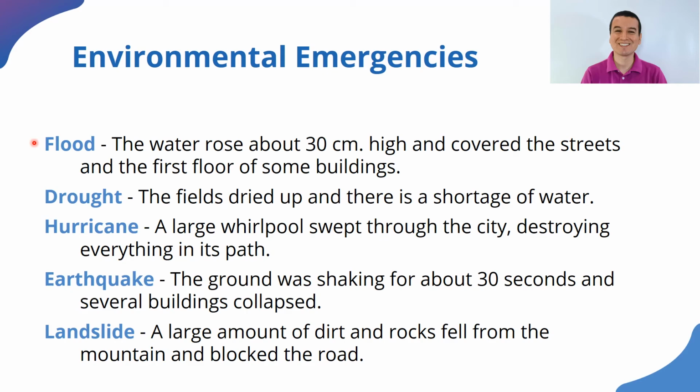Flood. The water rose about 30 centimeters high and covered the streets and the first floor of some buildings. Drought. The fields dried up and there is a shortage of water. Hurricane. A large whirlpool swept through the city, destroying everything in its path. Earthquake. The ground was shaking for about 30 seconds and several buildings collapsed. Landslide. A large amount of dirt and rocks fell from the mountain and blocked the road.